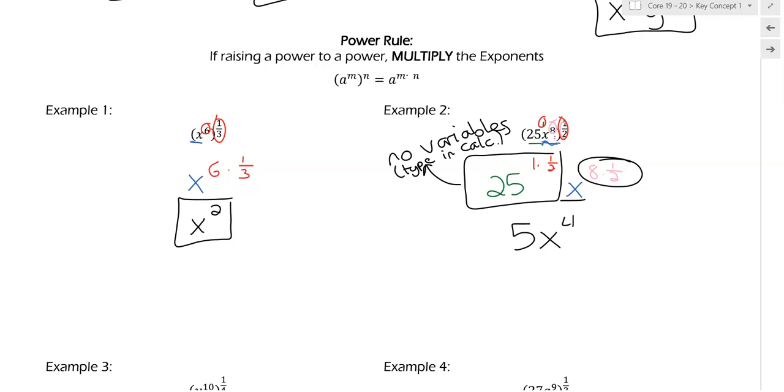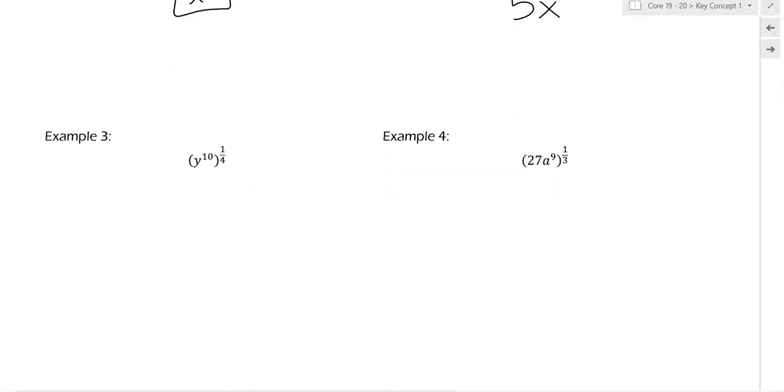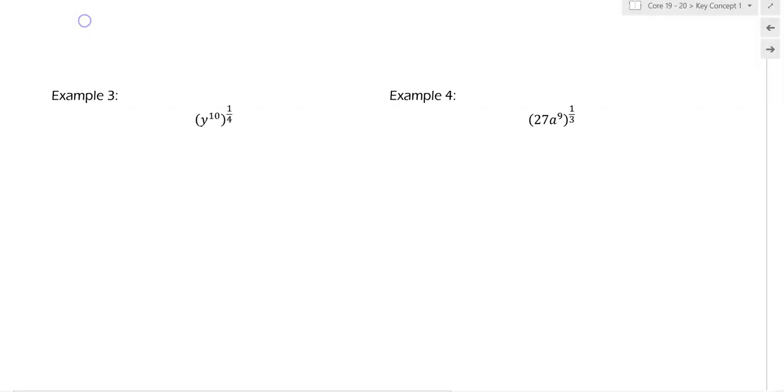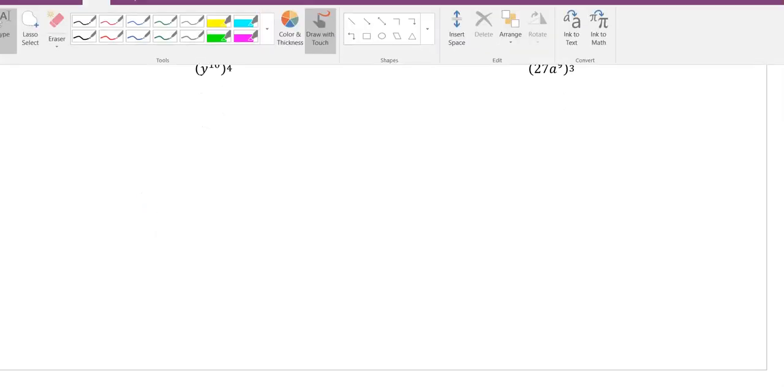All right, example 3 and example 4 are very similar. So at this point, pause your video and try example 3 and example 4. See if you can get the answers for those, and once you have your answer, you can go ahead and check. Okay, so go ahead and pause. At this time, you should have an answer for example 3 and example 4. You should have tried them on your own. So let's go over them.